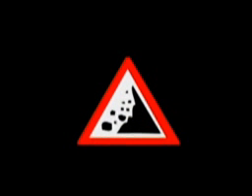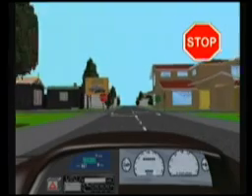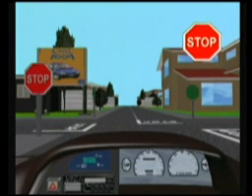Firstly, we have the regulatory sign. The regulatory sign is usually round in shape. We then have the warning sign. This sign is usually triangular in shape. The regulatory signs. The stop sign. When one approaches a stop sign, one should bring your car to a dead stop. The front of the car should be in line with the stop sign.